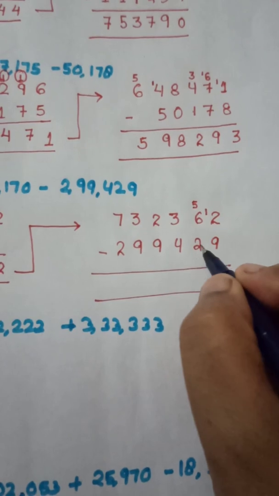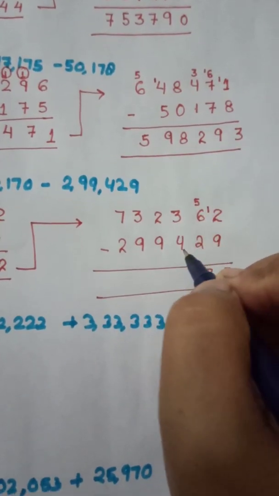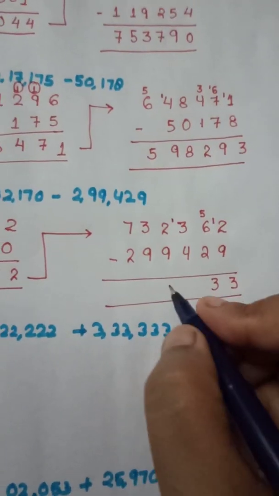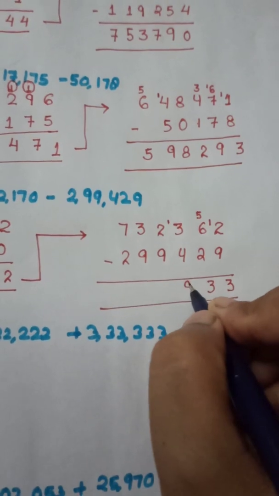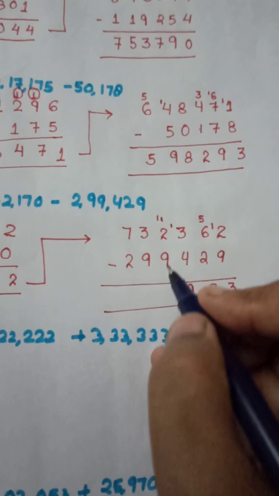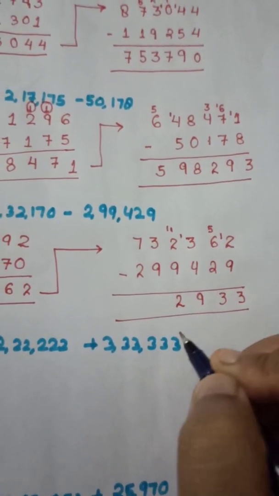Answer will be 3. 2 subtracted from 5, 3. Again we need to take one borrow because we cannot subtract 4 from 3. Done. Now answer will be 9. It will be left with 1, so again it will take one borrow. 9 subtracted from 11 will give us 2.